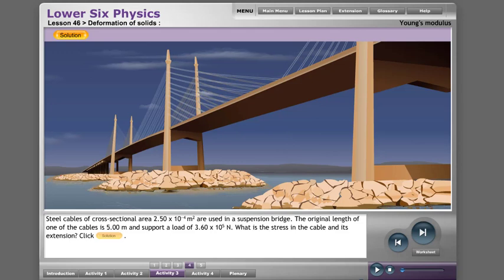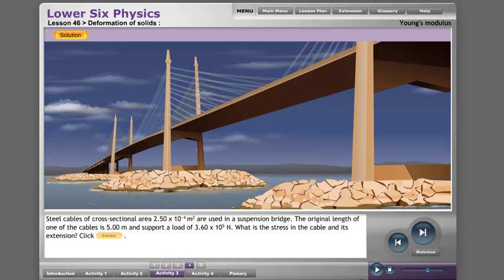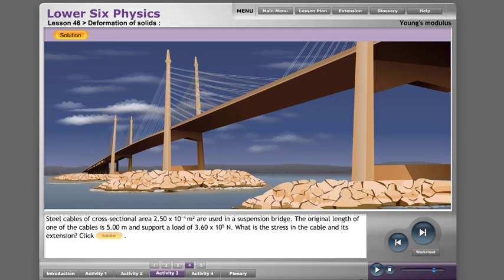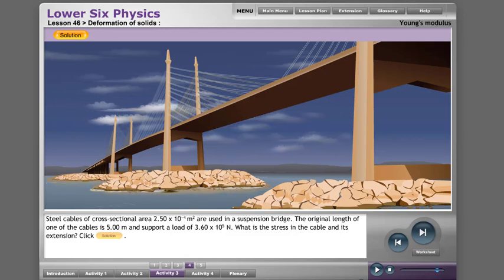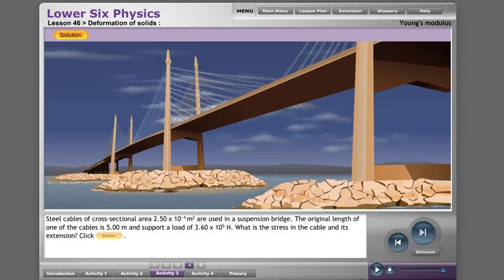Steel cables of cross-sectional area 2.50 times 10 to the power -4 meters square are used in a suspension bridge. The original length of one of the cables is 5.00 meters and it supports a load of 3.60 times 10 to the power 5 newtons. What is the stress in the cable and its extension? Click Solution.